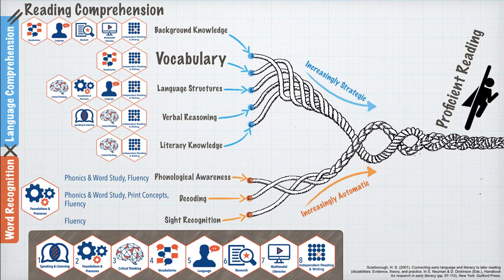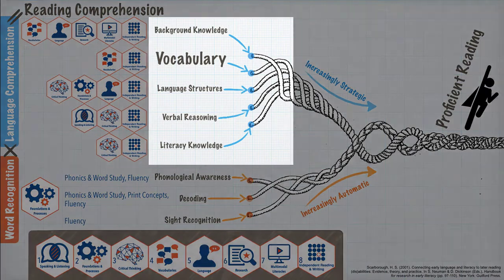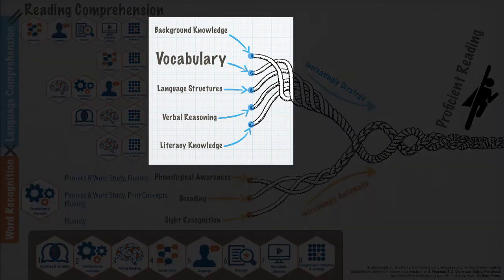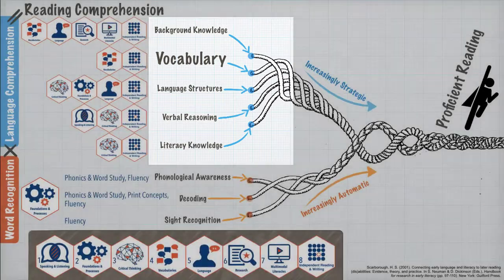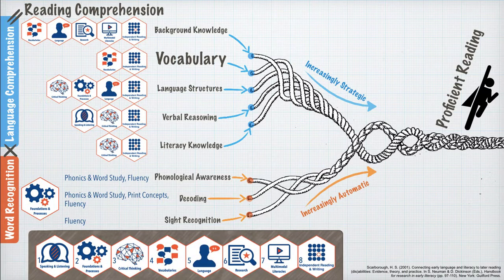And at the same time, we have the upper strands, the language comprehension strands, which are building. And as a beginning reader, those are usually built through read-alouds and through conversations, rich language, and becoming aware of lots of vocabulary and language structures that children are exposed to through those read-alouds.